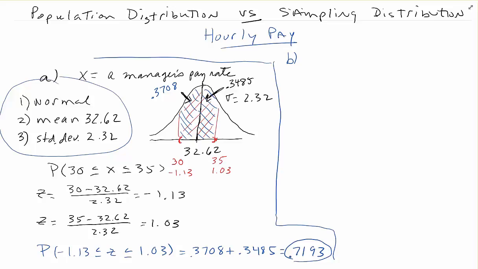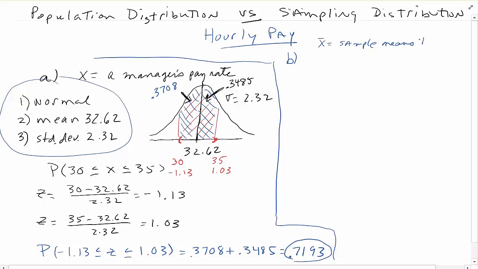Part B. What is the probability that a sample average taken from a sample of size 30 financial managers is within 75 cents of the $32.62 population average, or population mean? So in this case, we're talking about the random variable x bar, which are sample means taken from samples of size 30. And we have the sampling distribution, which we know is normal because the sample size is at least 30.